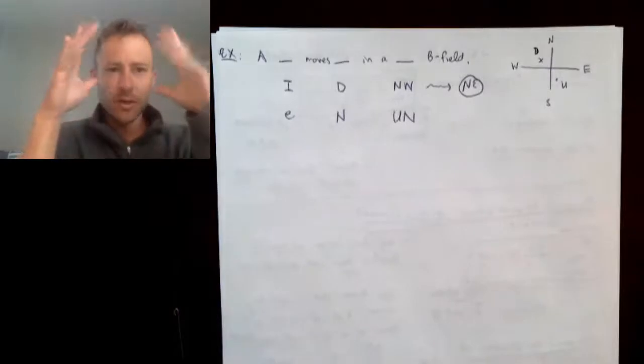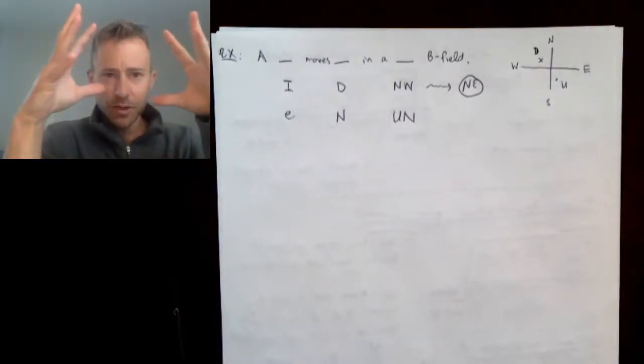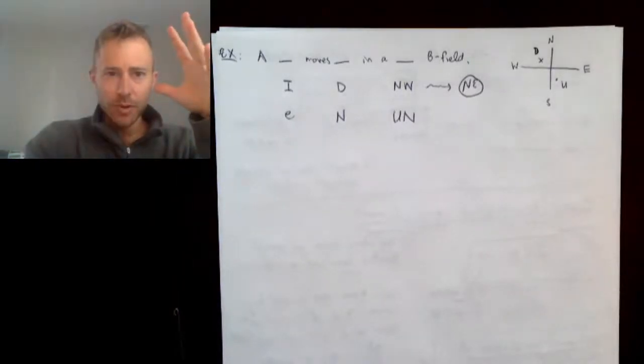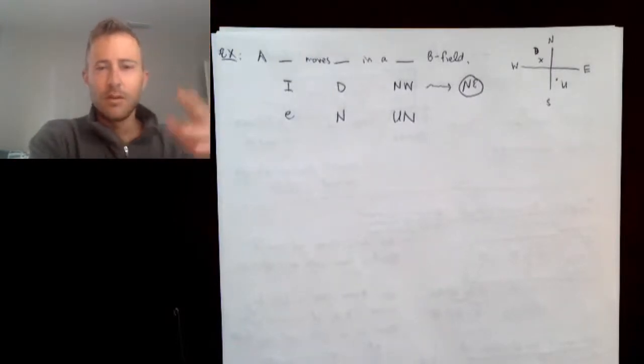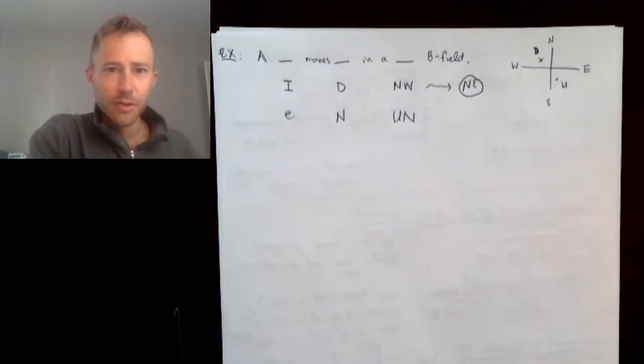Anyways, let's go back to the example. So I have an electron, so I use my left hand. The electron is traveling north.